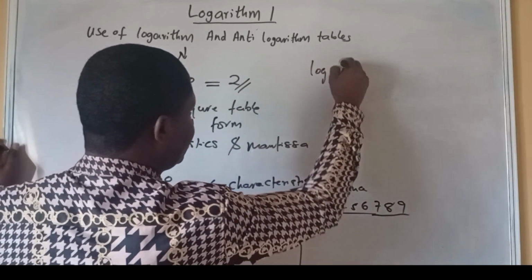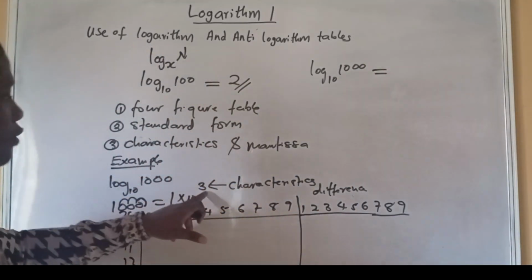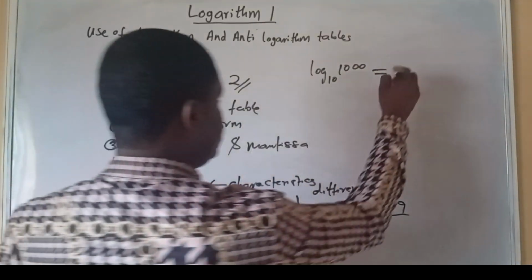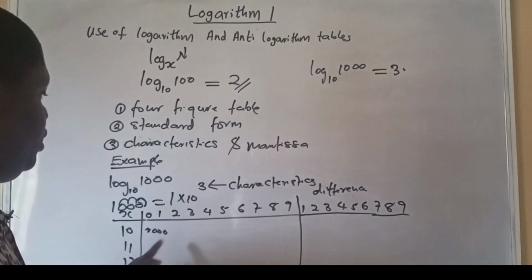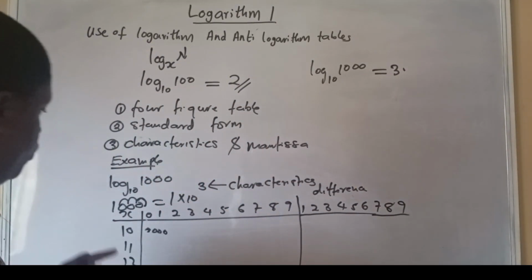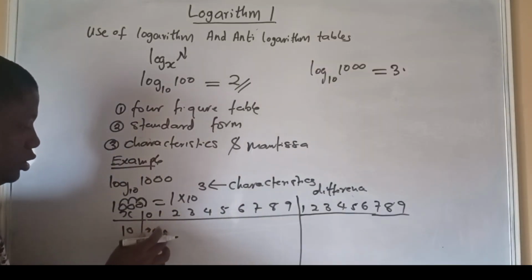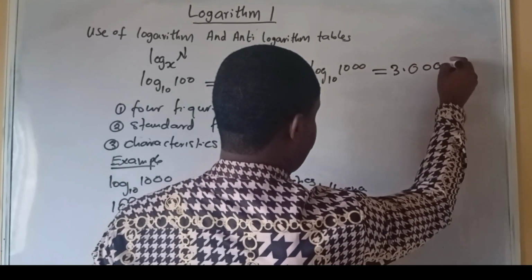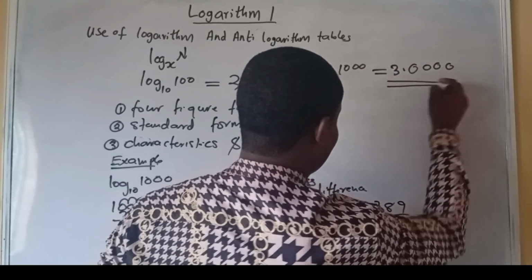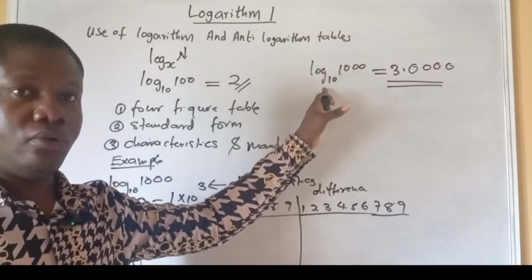So the log of 1000 to base 10 is equal to what? First of all, your characteristic, which is the whole number part, is 3. Then the mantissa, the 10 under 0, is 0, 0, 0. So our answer here is 3.000. So this is the answer for log 1000 base 10.